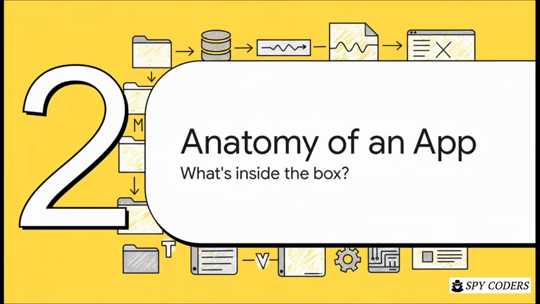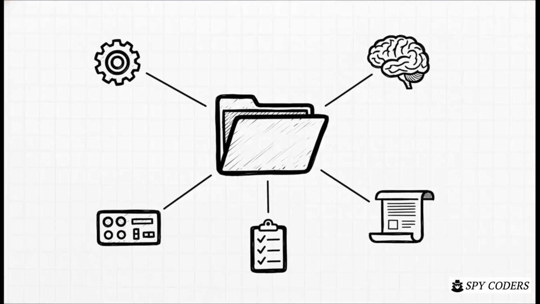Okay, so we know we need these boxes, but what's actually inside them when we create one? Let's pop the lid off and take a look at the anatomy of a typical Django app. So when you create an app, Django gives you this starter kit of files. Models.py, that's the blueprint for your database. It tells Django what a user or a product looks like. Views.py is kind of like the brains of the operation. It holds the logic that decides what content to actually show the user. Then there's admin.py, where you can hook into Django's amazing built-in admin panel. And tests.py, that's your safety net, where you write tests to make sure everything works perfectly. It's a super organized starting point for any feature you can dream up.